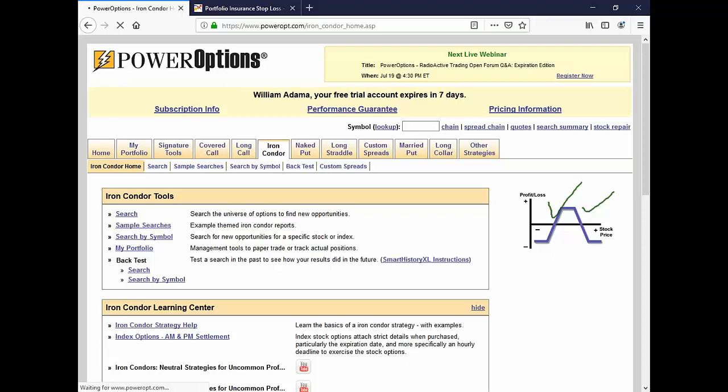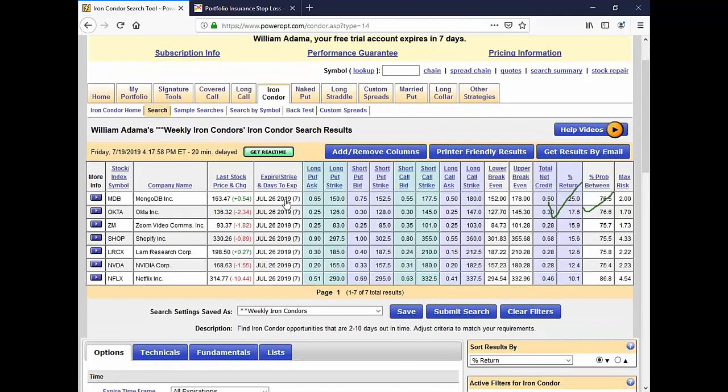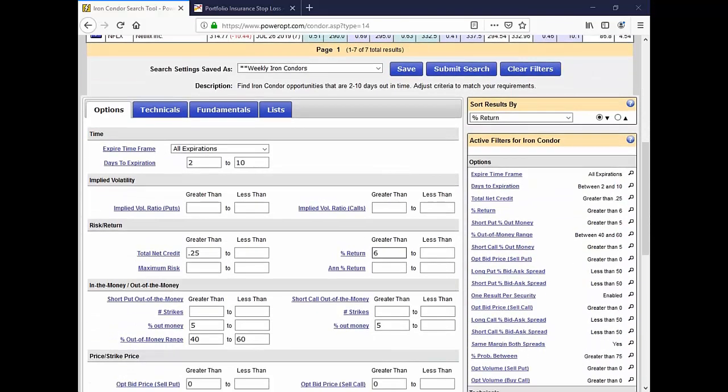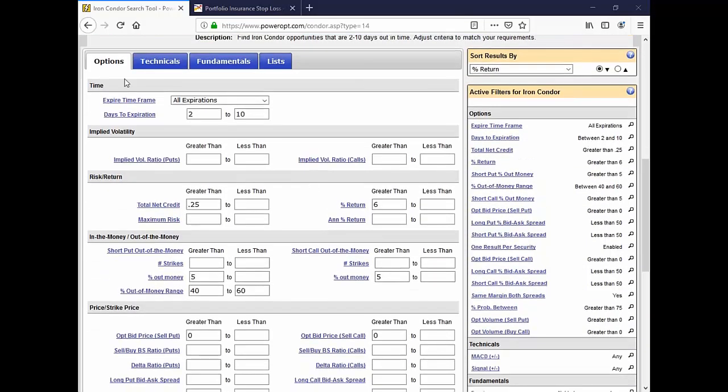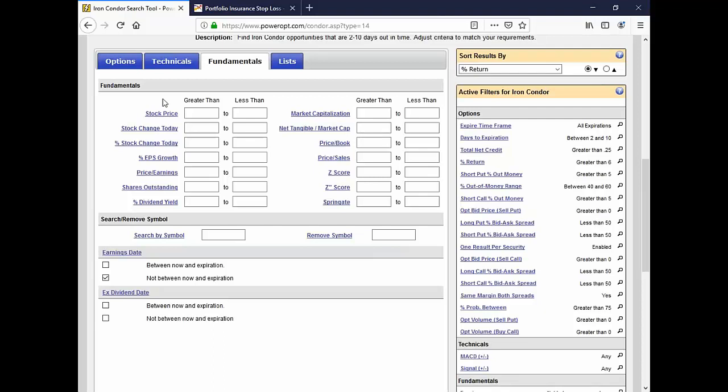We have defaults that we've created for you to use as a stepping stone. Here's our weekly Iron Condor search, and it is looking for just the next week out. That's one thing I'm going to address, Joe, in this discussion in just a few moments. But let's just take a look. On any search tool for any strategy, you'll see a very similar structure between the options criteria that are available, the stock technicals, and stock fundamentals as well.